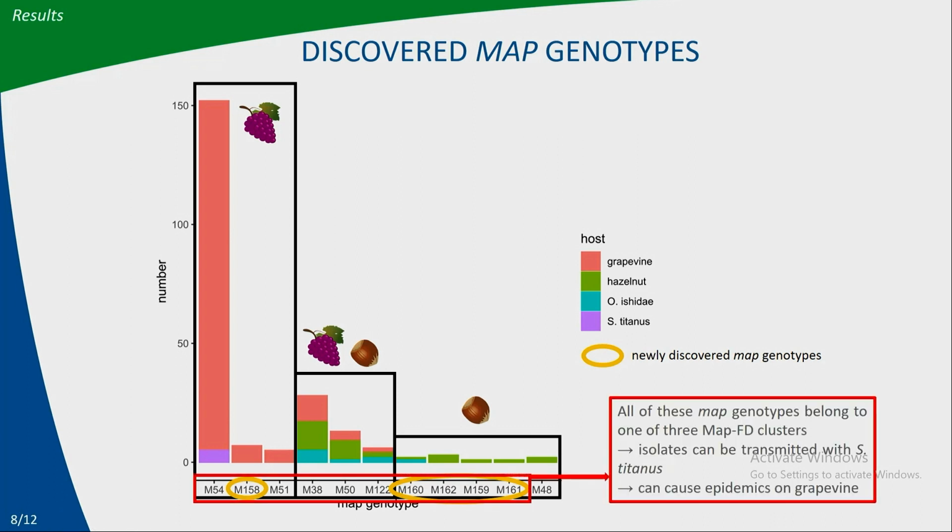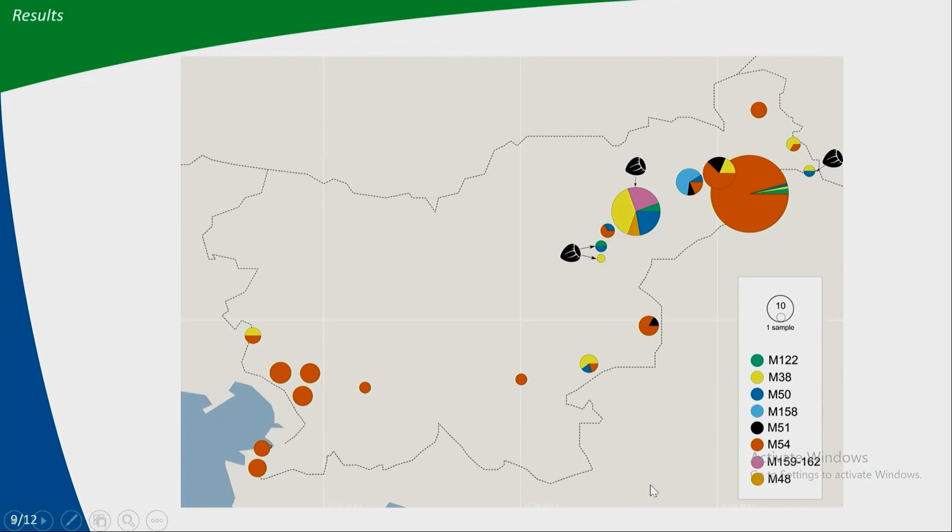The ones marked with red are all map genotypes that belong to one of the 3 map FD clusters, so isolates can be transmitted with Scaphoideus titanus and can potentially cause epidemics on grapevine. However, here is one, this M48, which is not compatible to Scaphoideus titanus and Orientus, so this shows that there are for sure some other vectors.